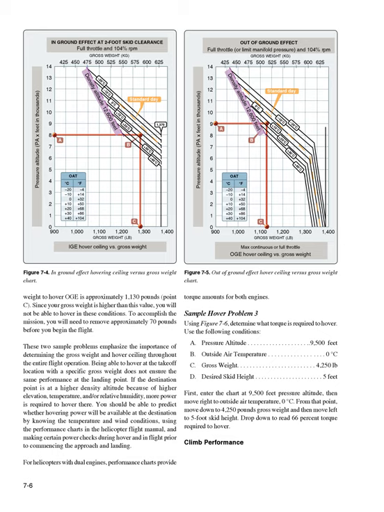You should be able to predict whether hovering power will be available at the destination by knowing the temperature and wind conditions, using the performance charts in the helicopter flight manual, and making certain power checks during hover and in flight prior to commencing the approach and landing. For helicopters with dual engines, performance charts provide torque amounts for both engines.